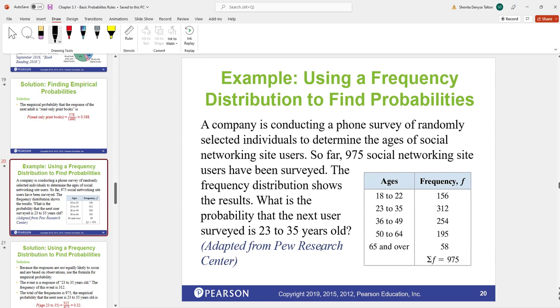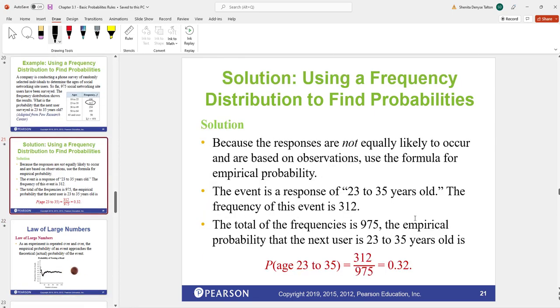We want to figure out the probability that the next user is between 23 to 35 years old. As you can see, that would be the 312, and this is out of 975. So to calculate this, we'll take 312 and divide by 975. We get 0.32.